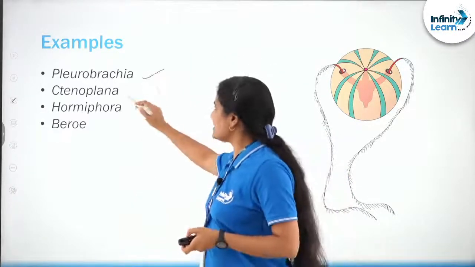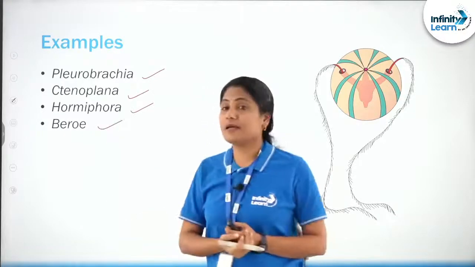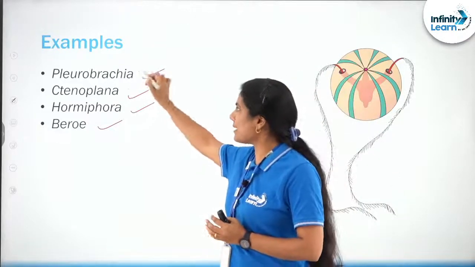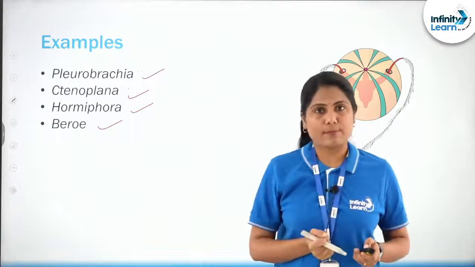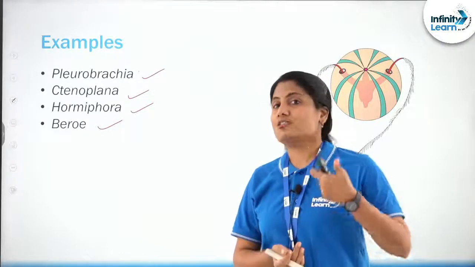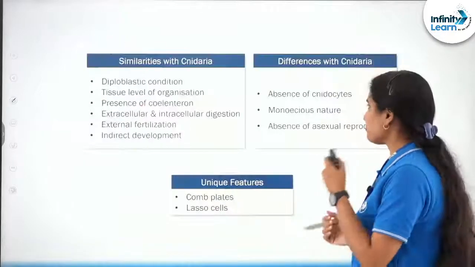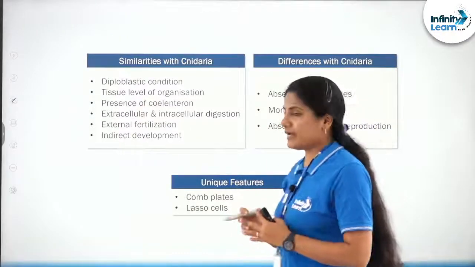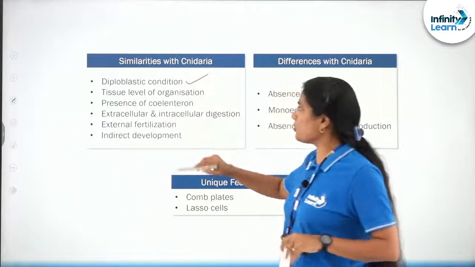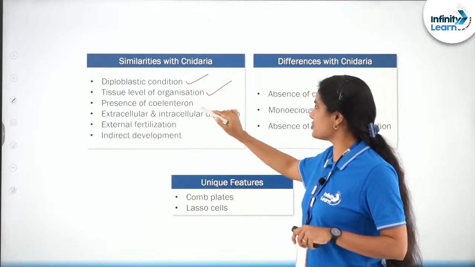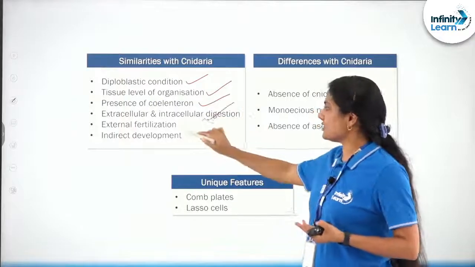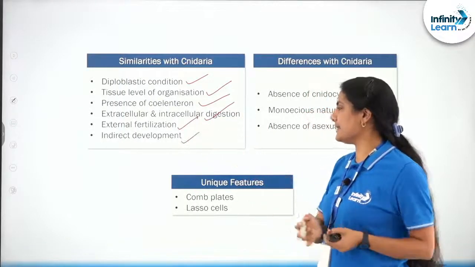So Pleurobrachia, Ctenoplana, Hormiphora and Beroe. These are the examples. At least the Ctenoplana and Pleurobrachia part is something that you need to remember, which belong to Ctenophora, whether the question is asked about bioluminescence or ciliated comb plates, right? So here is another slide. I just tried to sum up both the phyla, right? Similarities: both share diploblastic condition, tissue level of organization, coelenteron. They both have extracellular as well as intracellular digestion, external fertilization and indirect development.